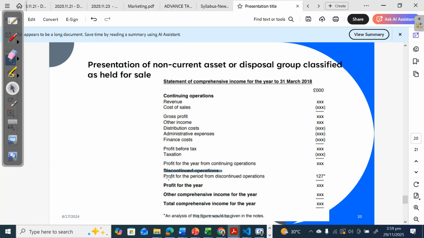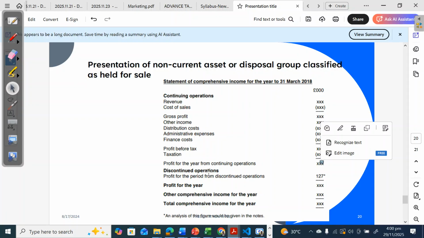And the discontinued operation is just one line. So you do your calculation, it should be in the notes, all the income, expenses, whatever you get, then you come and put it here. It's just one line item. Look at how it starts: continuing operation, revenue, cost of sale, gross profit, and so on. Then profit for the year from continuing operation. You put it here before we come to discontinued operation.